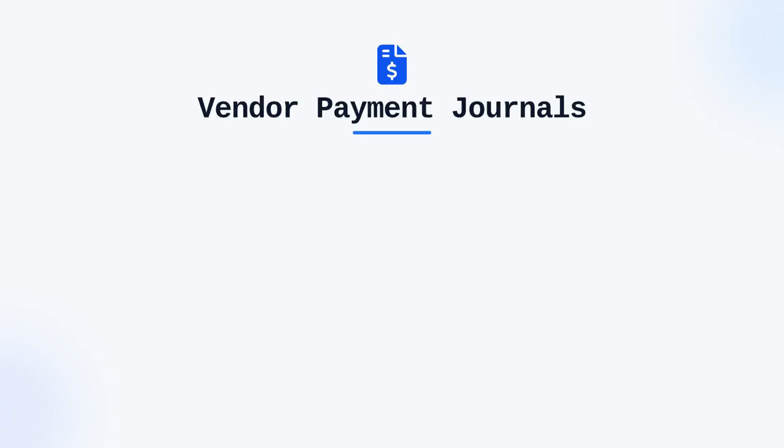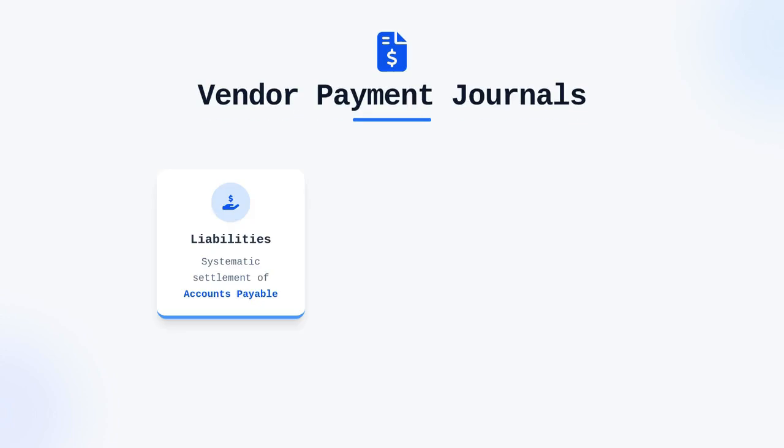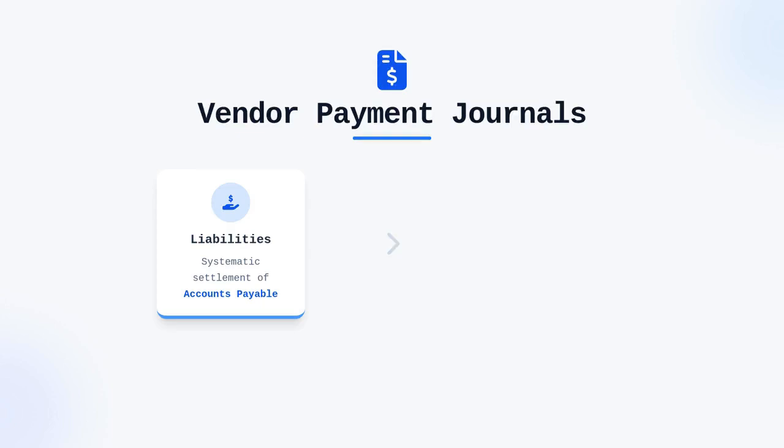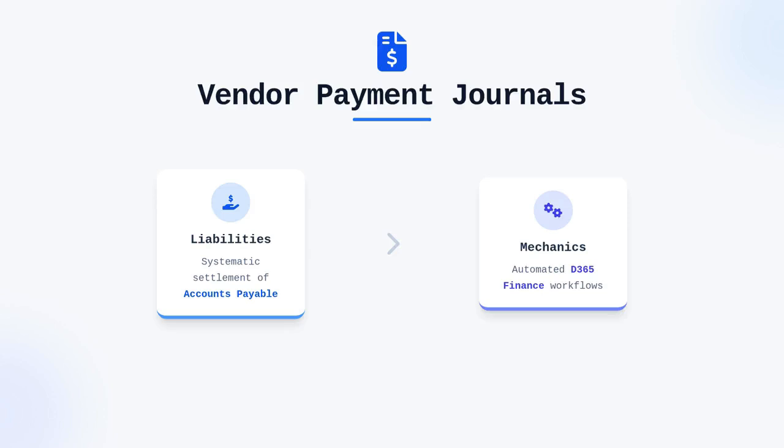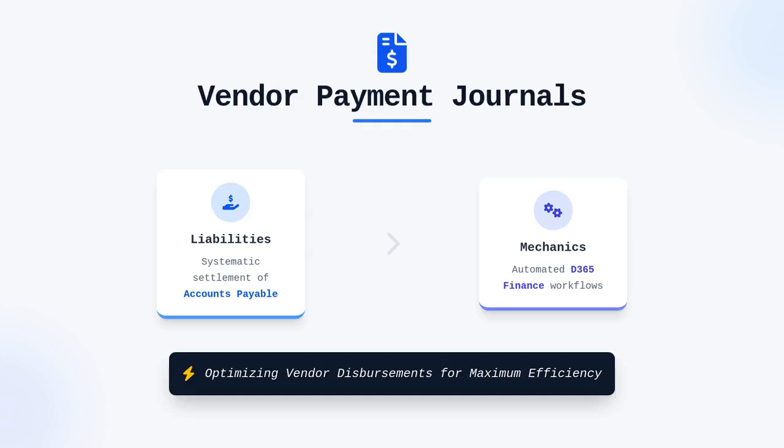Welcome to our exploration of vendor payment journals, where we will examine how Dynamics 365 Finance handles the systematic settlement of liabilities. This chapter focuses on the mechanics of accounts payable, specifically the automated workflows required to manage vendor disbursements efficiently.